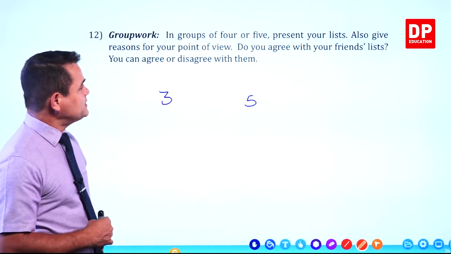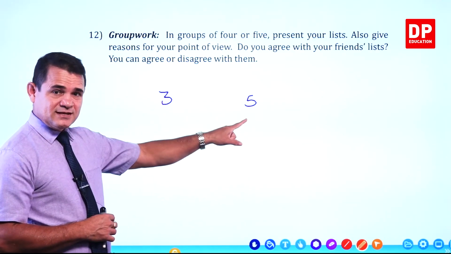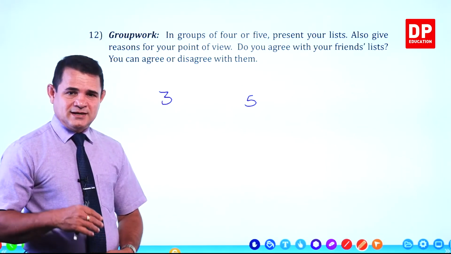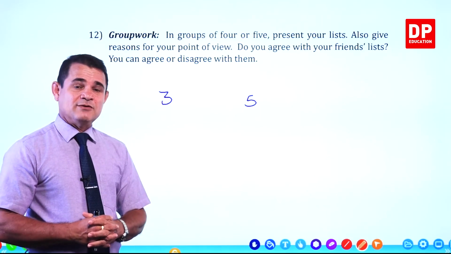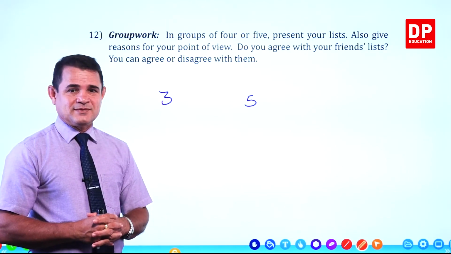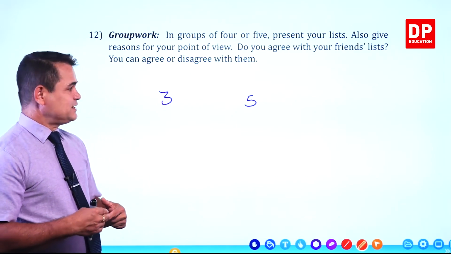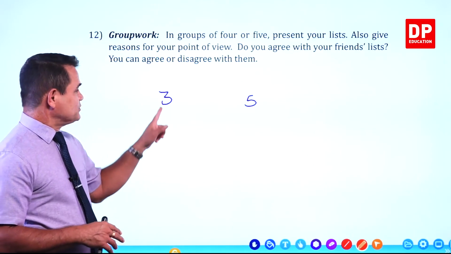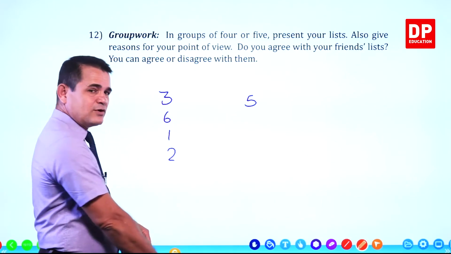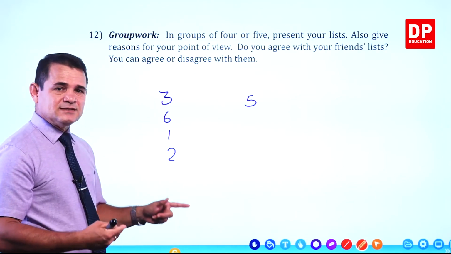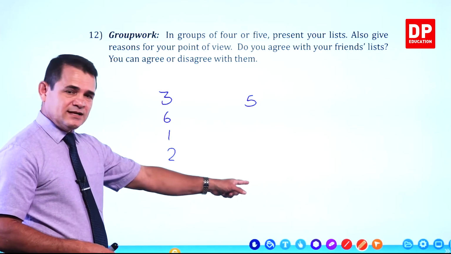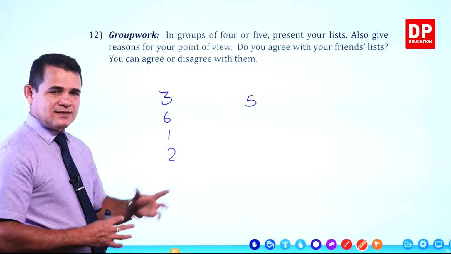Do you agree with your friend's list? You can agree or disagree with them. So in our previous activities also we learned how to suggest something and agree and disagree. So when you suggest, when you propose, when you tell your point of view, you have a certain order, maybe 3, 6, 1, 2. So you can just tell. So this is the order that we have. Then the other group might have another one.